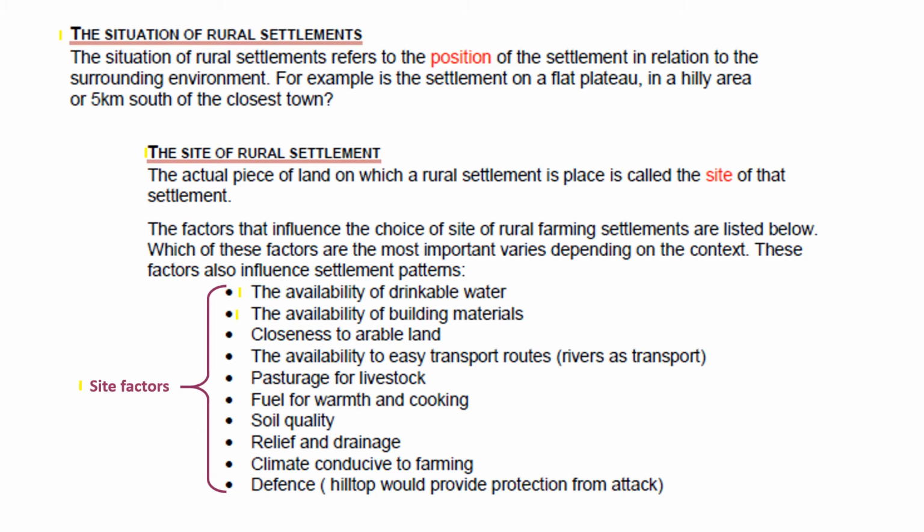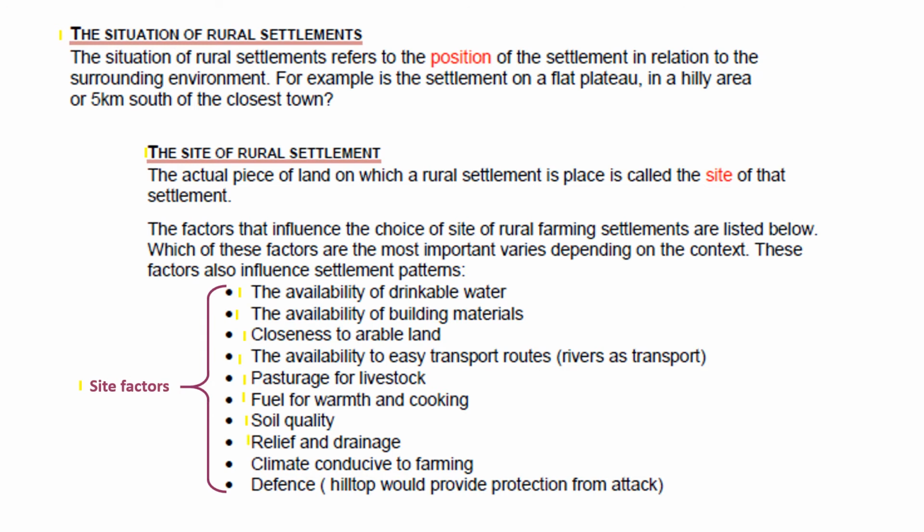Building materials. You would have to have been able to build yourself homes. So you would need things like rocks, trees, forests, clay, soil that you could use as building materials, and so on. Arable land. Arable land means land that you can grow crops on. Transport routes, pathways, roads, rivers, even perhaps the ocean could be a transport route close by. Pasturage for livestock, it means your animals can eat. Fuel for warmth and cooking, that would also be trees, forests, that sort of thing. Soil quality, I think we've covered.